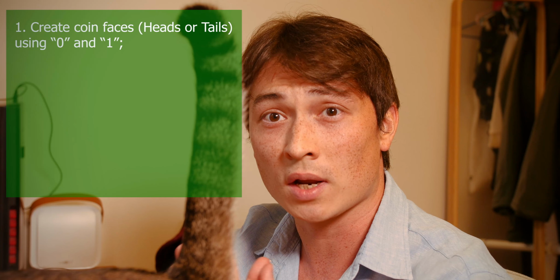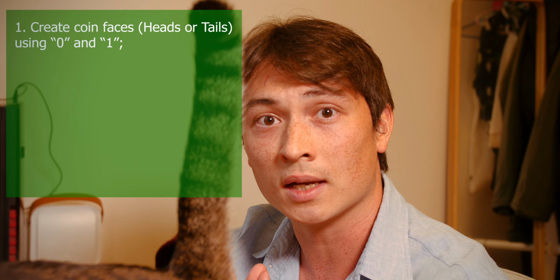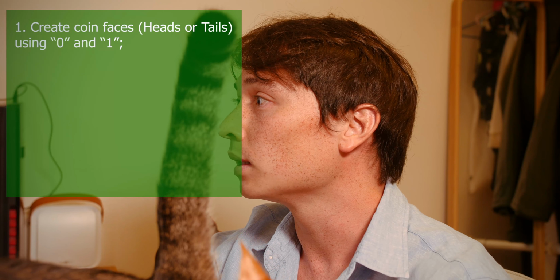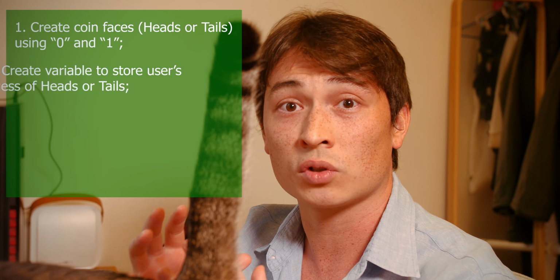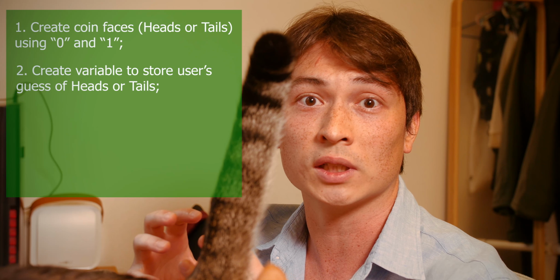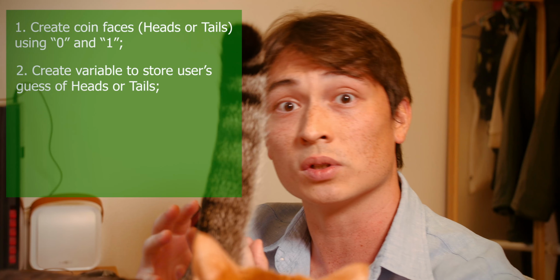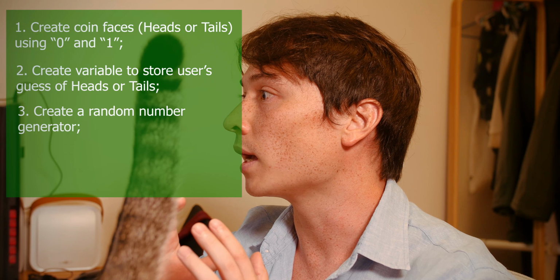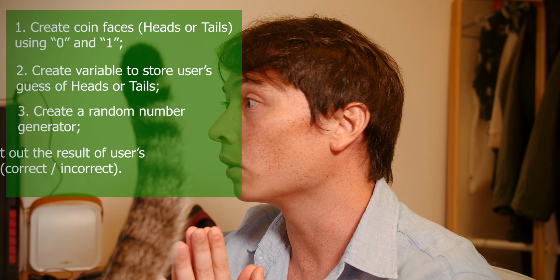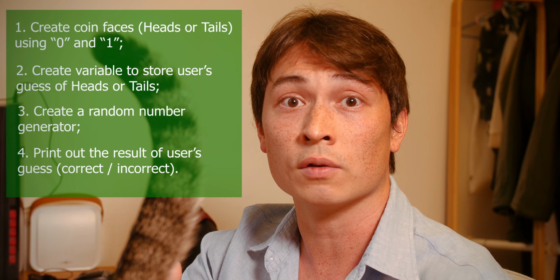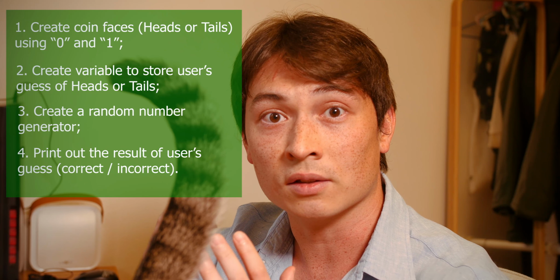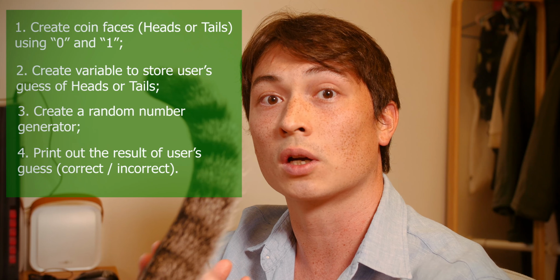I need to represent a coin with a number, 0 or 1. I need a variable to store what the user actually guessed. So did they guess heads or did they guess tails? I need a random number generator. I also need to print out the result of whether the user guessed correctly or not.